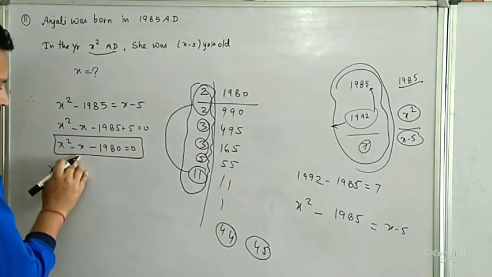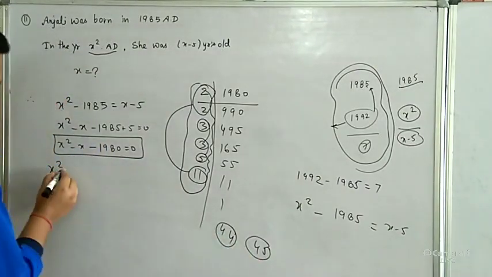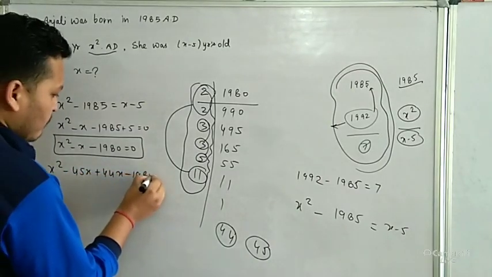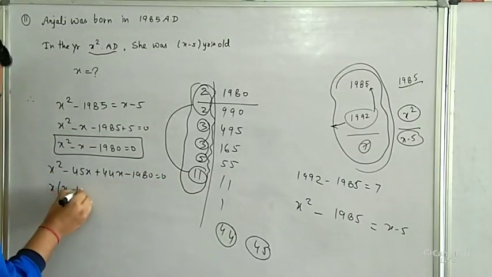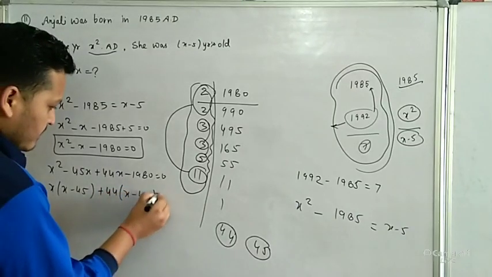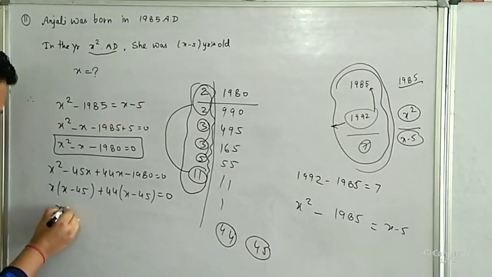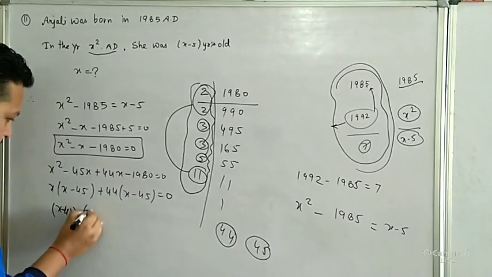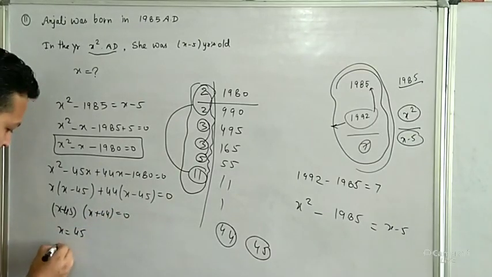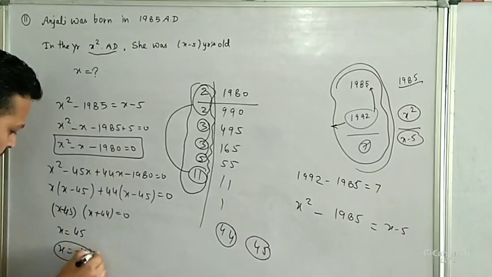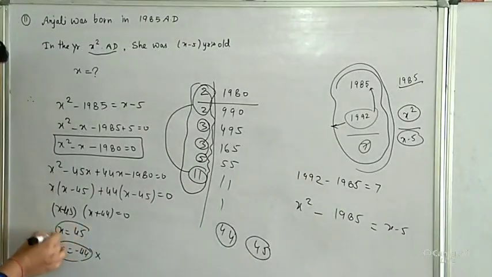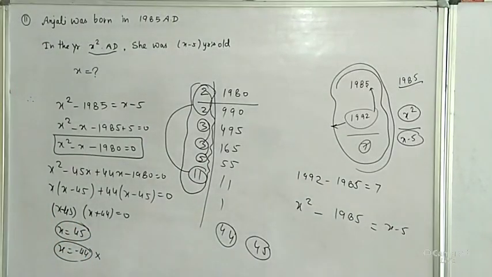So x square minus x is coming here, so write the bigger number in the form of the negative, so minus 45x plus 44x minus 1980 is equal to 0. So x is common out, so x minus 45 and plus 44 is common out, then x minus 45 is equal to 0, and second x plus 44 is equal to 0. So first x is equal to 45 and second x is equal to minus 44. This is negative and age can never be negative, so we can neglect this value. So what is the value of x? X is equal to 45 years old.